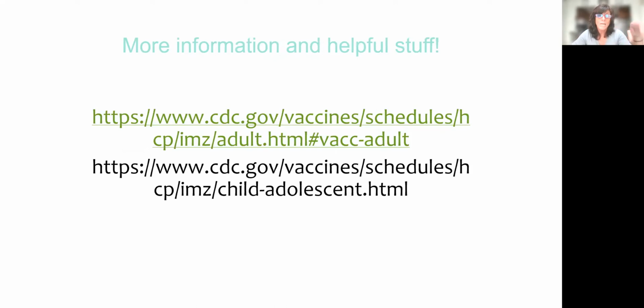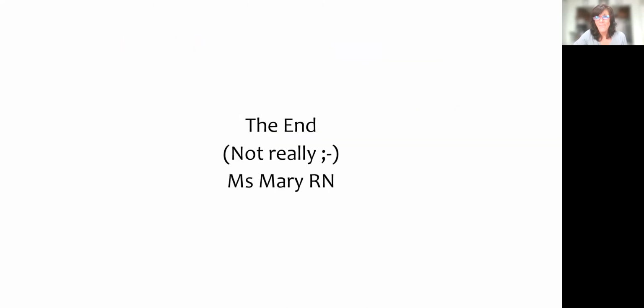And then I gave you 2 links to the CDC's actual schedule for vaccinations that includes all the other ones like polio, et cetera. But, you know, if you want more information, there's the adult link, and then there's the child and adolescent link for you. And that is the end of this lecture. Not really, there's going to be more.